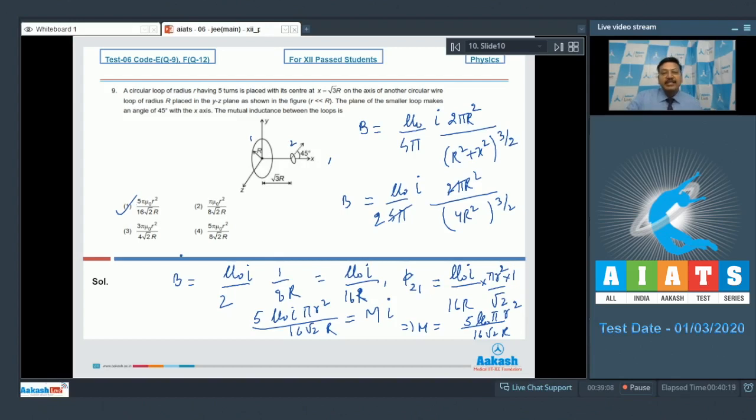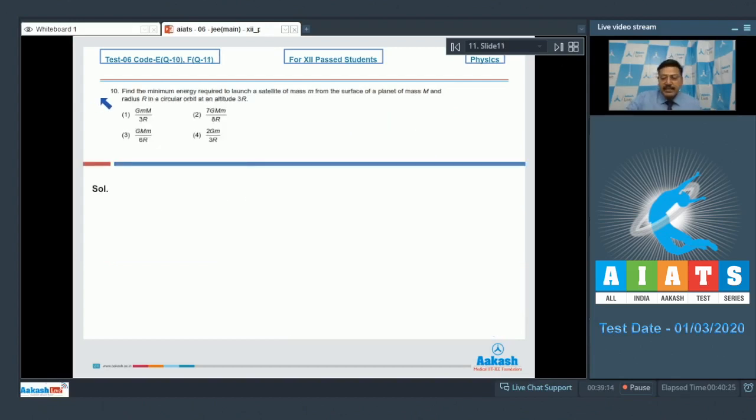Let's now look at the 10th question. Question 10 says: minimum energy required to launch a satellite of mass small m from the surface of a planet of mass capital M and radius capital R in a circular orbit at an altitude 3R. Well, the question is obviously from the topic gravitation, and in this particular case the minimum energy required will simply be equal to the final mechanical energy minus the initial mechanical energy. So let's start writing the expression for final mechanical energy as well as the initial mechanical energy.